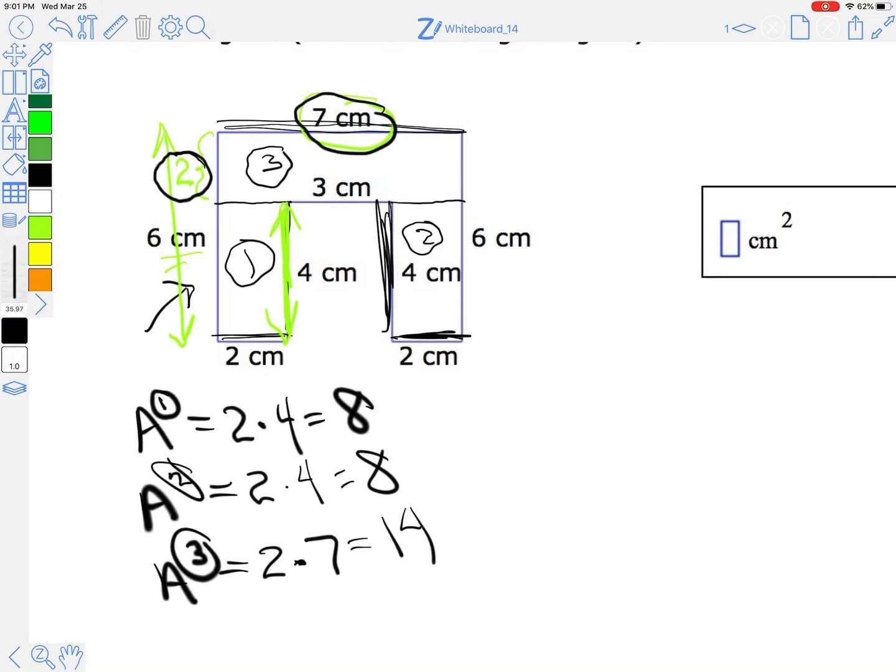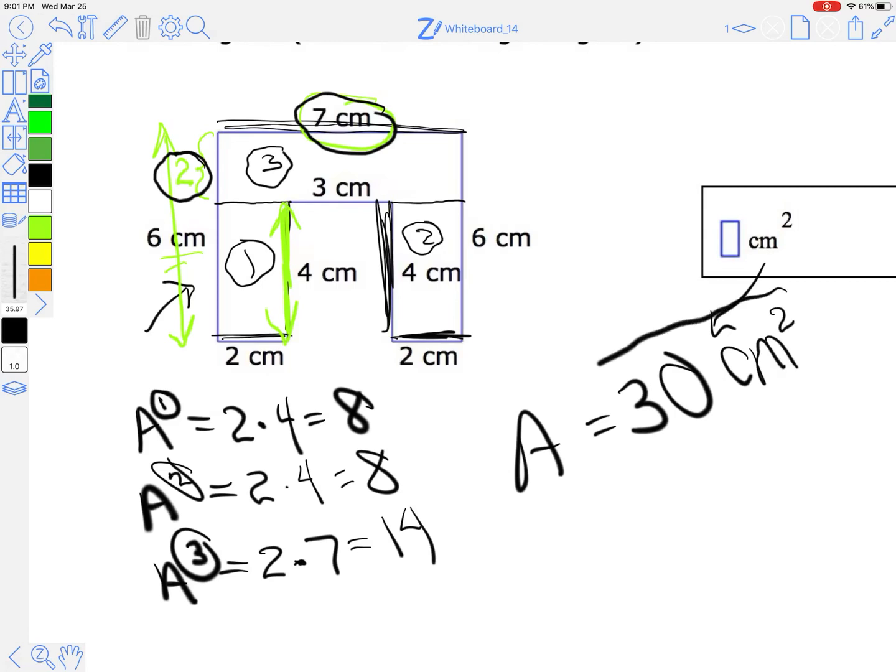Now I can add those 3 things together. 14 and 8 and 8 gives me 30. So area equals 30. And they've already got the units in there for you. Centimeters squared.